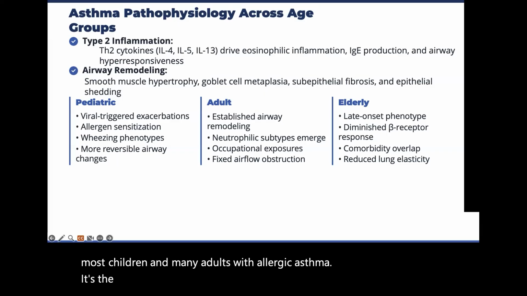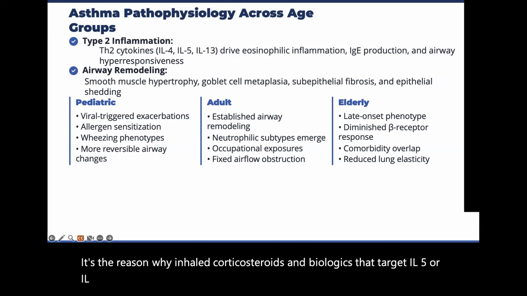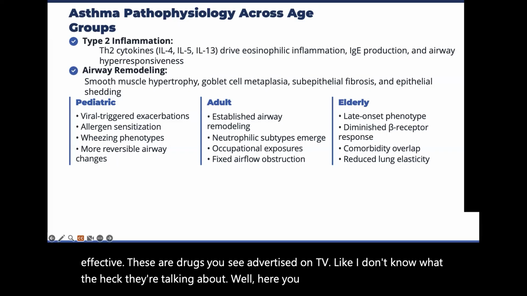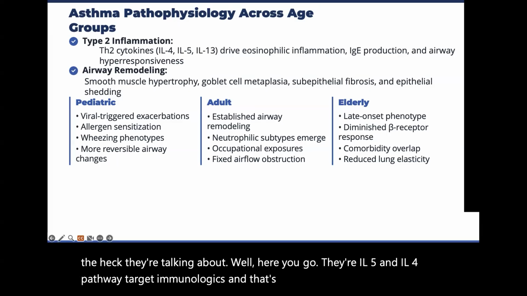It's the reason why inhaled corticosteroids and biologics that target IL-5 or IL-4 pathways, like, say, Nucala or dupilumab, which is Dupixent, are so effective. These are drugs you see advertised on TV, and you think, I don't know what they're talking about. Well, here you go. They're IL-5 and IL-4 pathway targeted immunologics, and that's why they're targeting them.